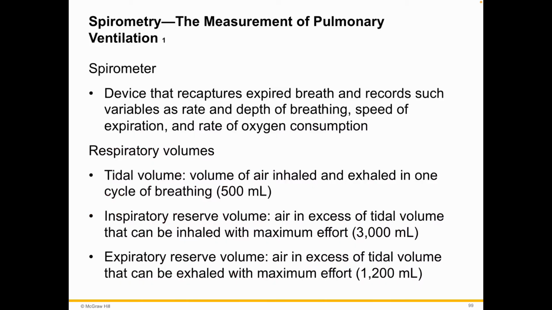So spirometry is the measurement of pulmonary ventilation, the amount of air that you're inhaling and exhaling. That's what we're looking at. And we're going to use a special device, and guess what it's called? Spirometer. Okay.